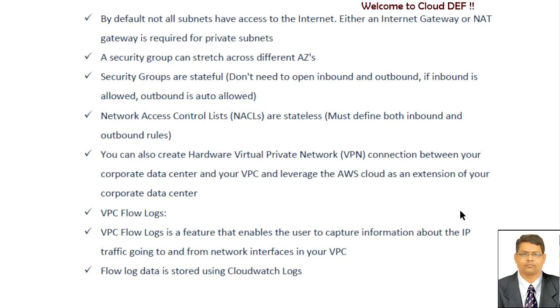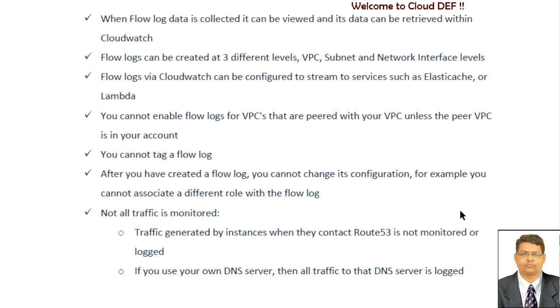VPC flow logs. VPC flow logs is a feature that enables the user to capture information about the IP traffic going to and from network interfaces in your VPC. Flow log data is stored using CloudWatch logs. When flow log data is collected, it can be viewed and its data can be retrieved within CloudWatch. Flow logs can be created at 3 different levels: VPC, subnet, and network interface levels. Flow logs via CloudWatch can be configured to stream to services such as Elastic or Lambda.